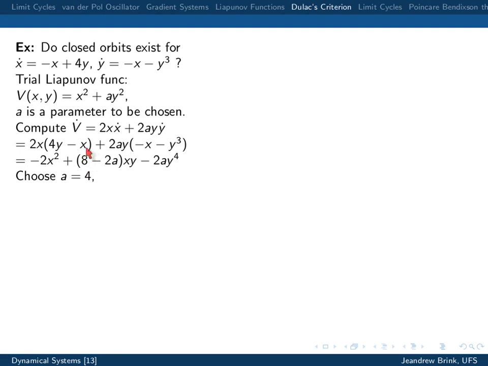And then you have that V dot is simply equal to minus 4x squared minus 8y to the 4th, and that's always negative. Okay, so then V dot is this, and it is always negative for all x, y that's not at the origin.